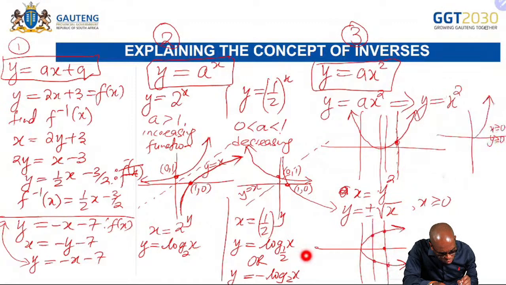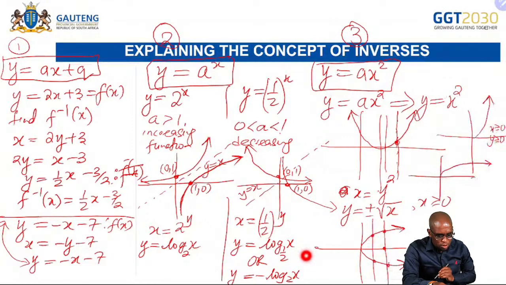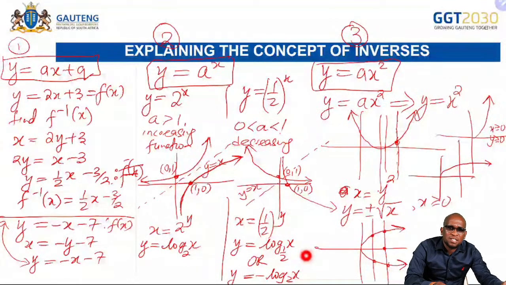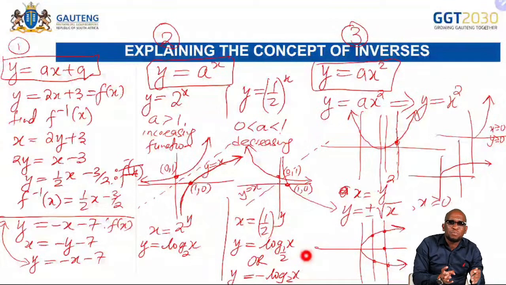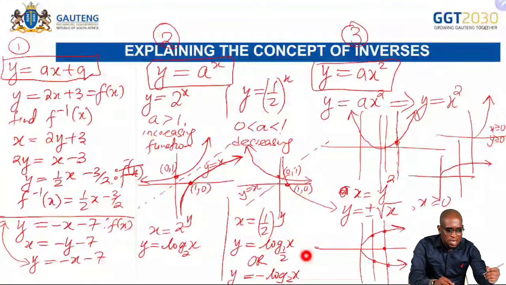If we want to invert that one, the inverse would now be this way. Now you would get that it passes the vertical line test. The inverse is now a function because we've restricted the domain of the original function. Right, that would be all as far as the explanation of the concept of inverses is concerned.